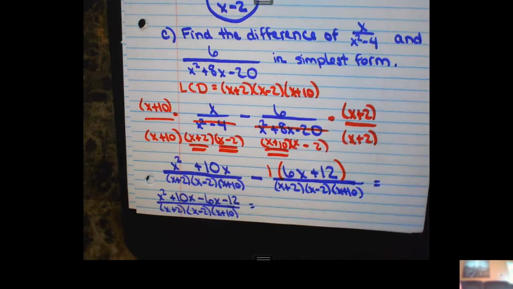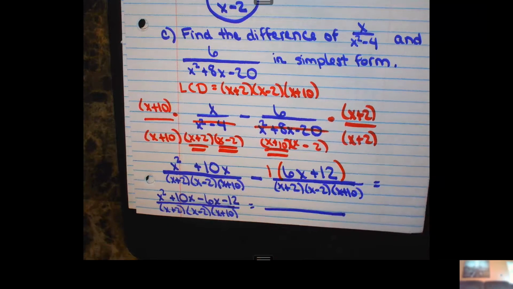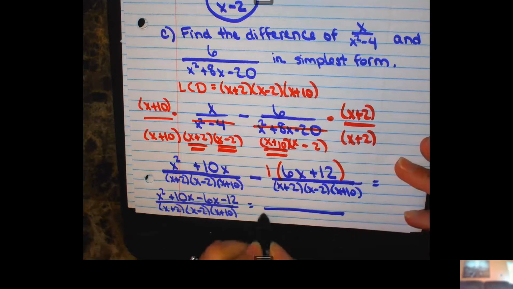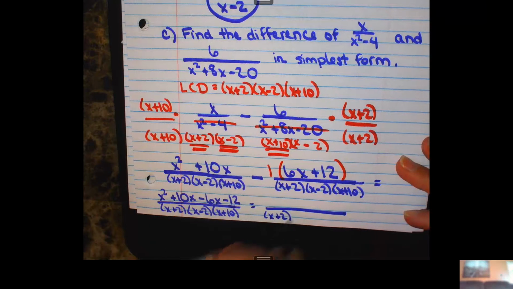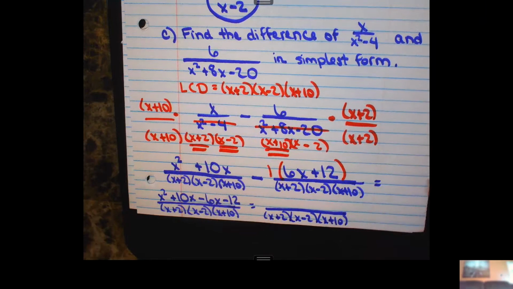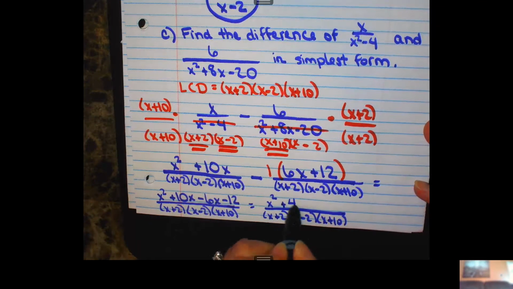Now what we can do is combine. So I'm going to rewrite my fraction. I know it takes a long time, but showing these steps might help us. So I'll bring down my old LCD again. So x plus 2, x minus 2, x plus 10. And now I'm going to combine like terms. So I see an x squared. I can combine my x's. 10 minus 6 is 4, so positive 4x.